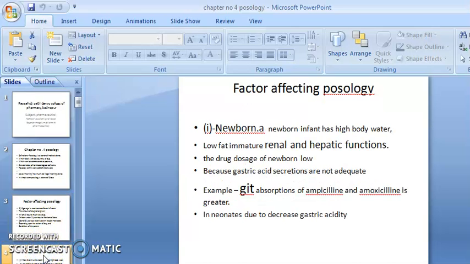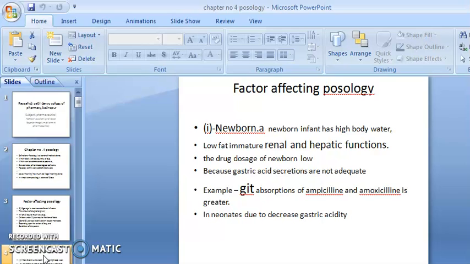Then newborn is a just newly born patient. An infant has high body water, low, immature renal and hepatic function. Renal and hepatic function म्हणजे काय? Renal means kidney function and hepatic means liver function. That is immature असतं त्यामुळे त्यांना डोज कमी लागतो. The drug dose of the newborn is low.